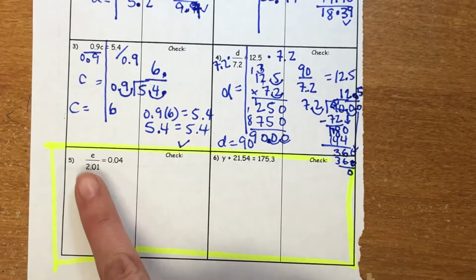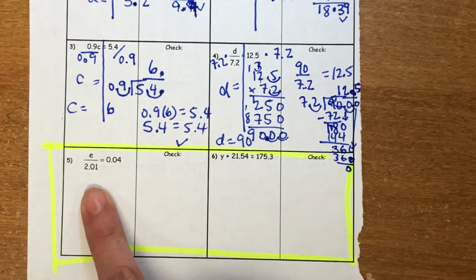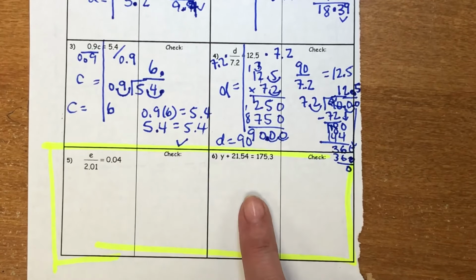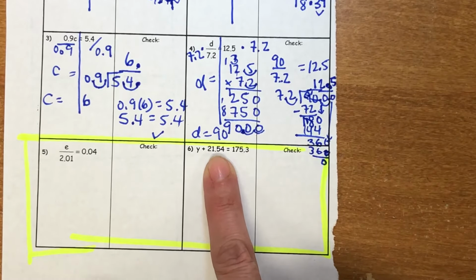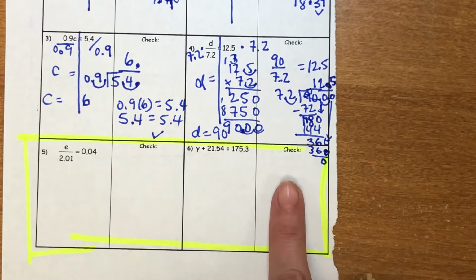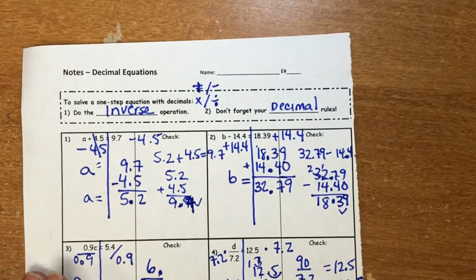So number 5, I'm dividing, so the opposite of division would be multiplying. And then number 6, since I'm adding, the opposite or the inverse would be subtracting. So try those two on your own, and we will be working more with one-step decimal equations in class.